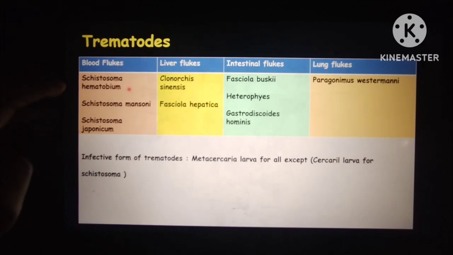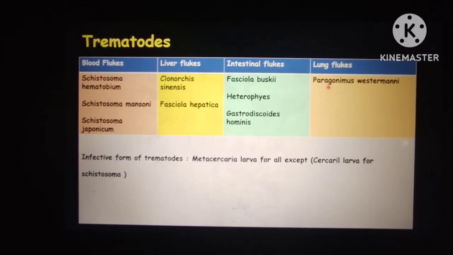Blood flukes: Haematobium, Mansoni and Japonicum. Liver flukes: Clonorchis sinensis and Fasciola hepatica. Intestinal flukes: Fasciolopsis buski, Heterophyes and Gastrodiscoides. Lung fluke: Paragonimus westermani.